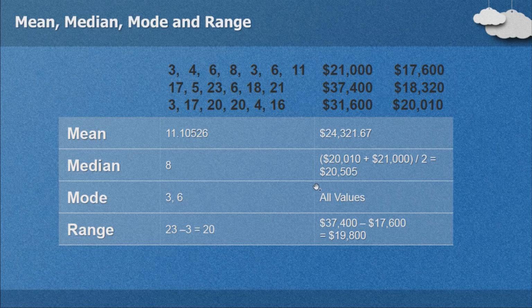Mode is the number that appears with the most frequency. So if there are two numbers that appear, in the one on the left, 3 and 6 each appear 3 times. So the mode is 3 and 6, or expressed as 3, 6. And on the right, there isn't any value that's there more than once, so the mode is all values. And then the range is just that spread. You take the highest number and the lowest number, subtract, and you get the range.